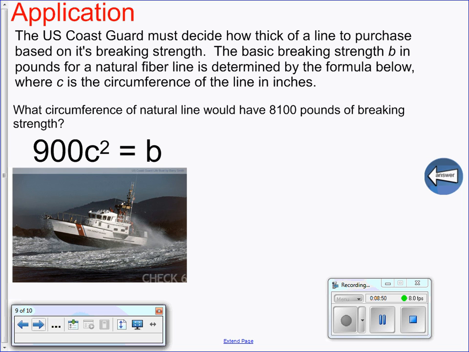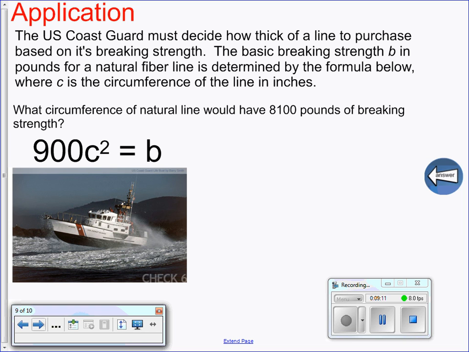The U.S. Coast Guard must decide how thick of a line to purchase based on its breaking strength. The basic breaking strength, B, in pounds for a natural fiber line is determined by the formula below, where C is the circumference of the line in inches. What circumference of natural line would have 8,100 pounds of breaking strength?